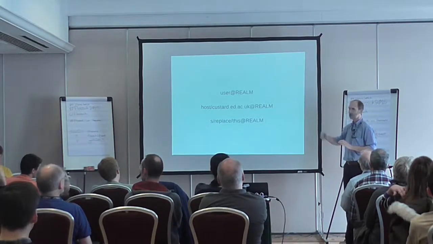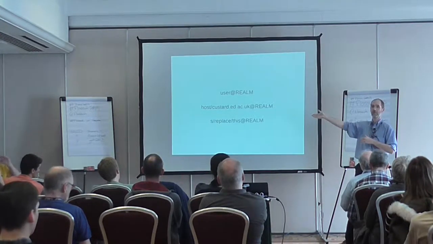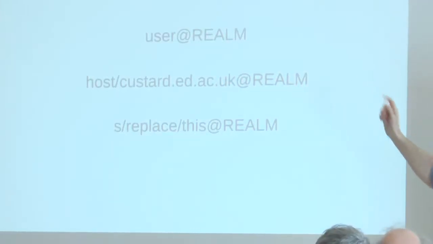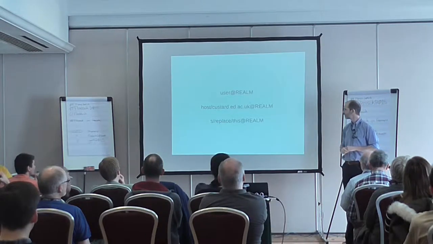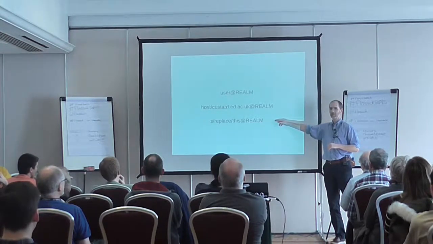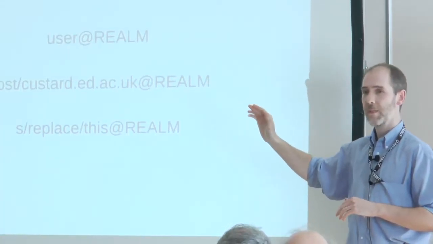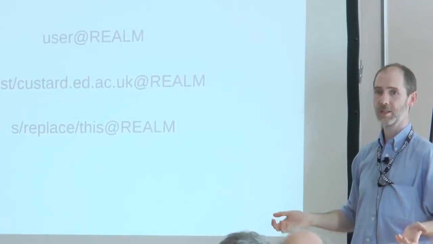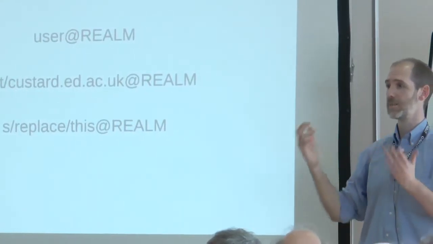Here's another one. This is a service principal. So the primary bit is host, which means this is a host type service. And the next bit, custard, means this is an instance of a host, which is the fully qualified domain name of something. Doesn't exist, don't start pinging it. And then realm is the name of the realm. Our realm is quite a long name, so I didn't want to pollute the slides with that. This is another completely valid Kerberos one. It looks a bit like sed, but it's not. That's just another valid one.